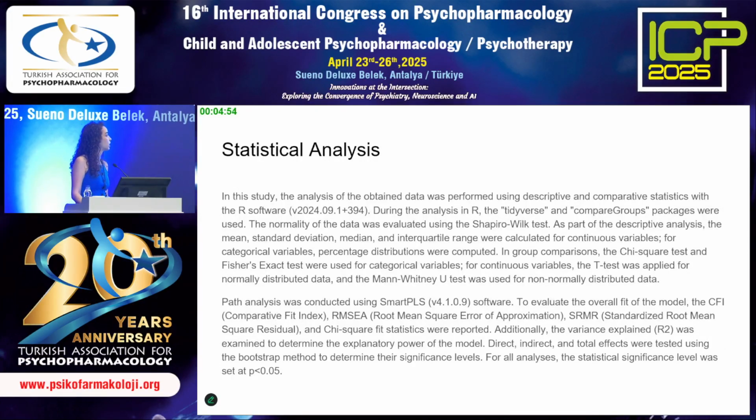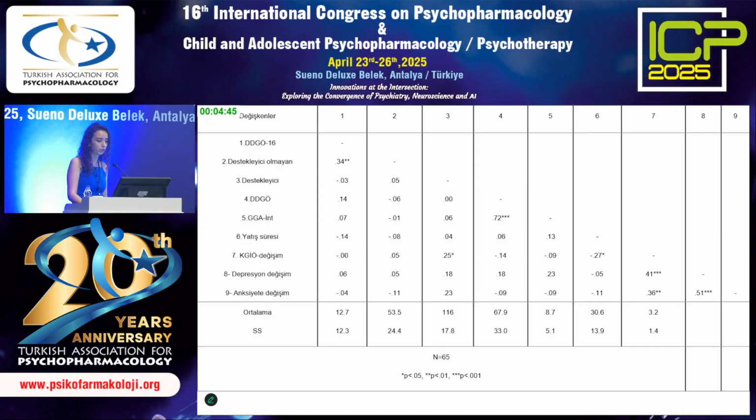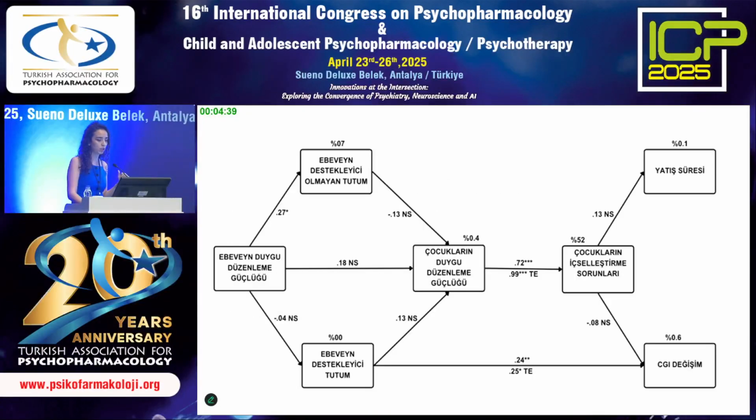For the statistical analysis, the obtained data was analyzed using descriptive and comparative statistics with the R software. Here you can see the correlations, but of course I'm not going to go through all of them. Maybe on this slide we can pursue. There are some relationships between the parents' unsupportive attitude and parental emotion regulation difficulties.